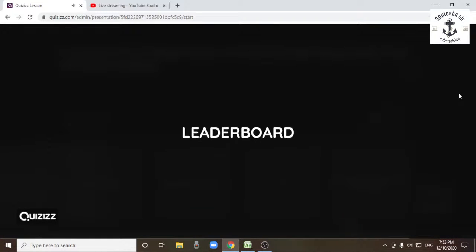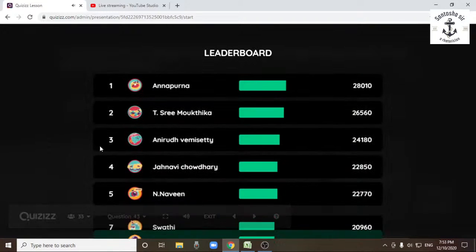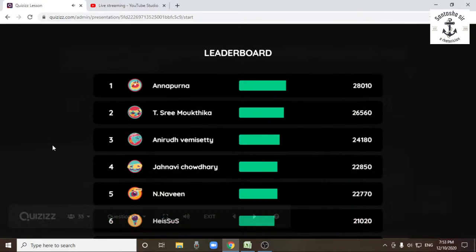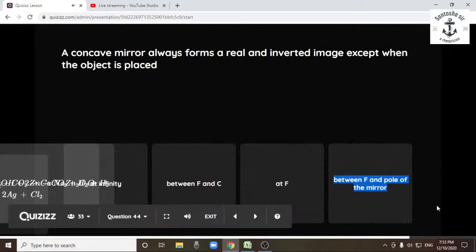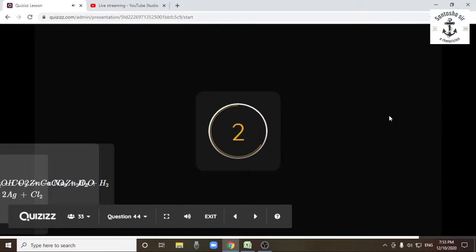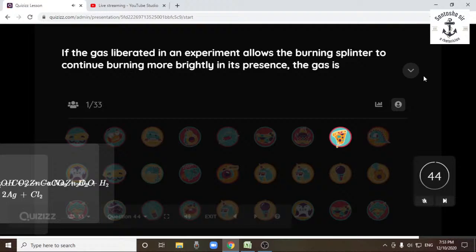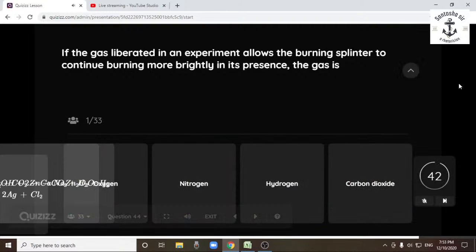Let's check the scores. We have Annapurna, Moktika, Anirudh, Jahnavi, Naveen, and Elysius. 8 members answered this question right. Moving on to the next question, question number 44. If the gas liberated in an experiment allows the burning splinter to continue burning more brightly in its presence, the gas is... 30 seconds more.